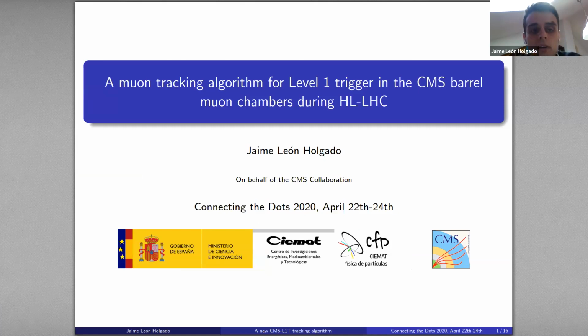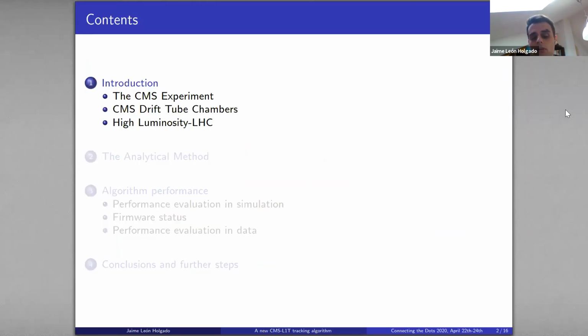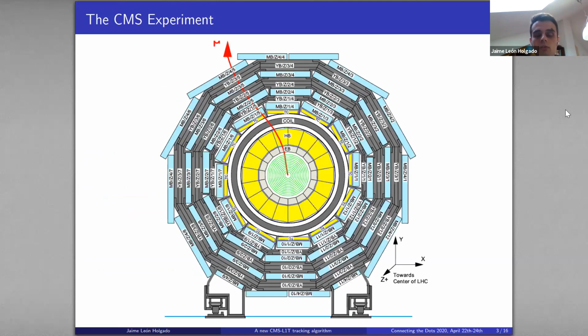So I would talk about a new muon tracking algorithm for the level 1 trigger in the CMS barrel muon chambers during high luminosity LHC. First, I will give a brief introduction about the CMS experiment and also high lumi. This is a diagram of one of the 5 wheels of CMS. Here you can see all the subdetectors that are in the barrel, from the inner tracker to the muon chambers.